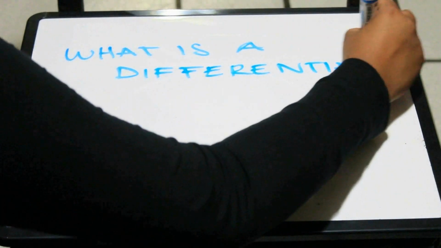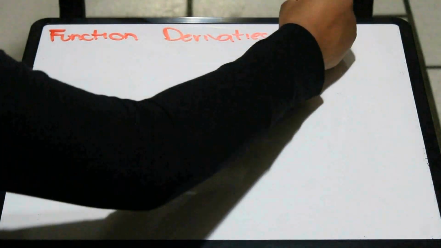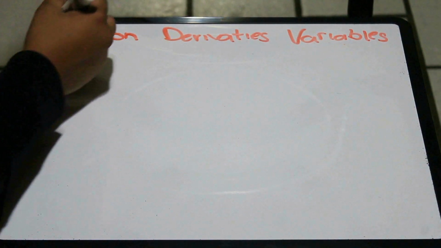In this video we show you what a differential equation is and how to identify and solve separable equations. Okay, let's start. We are going to start with what a differential equation is. It's an equation that relates a function, its derivatives and its variables.